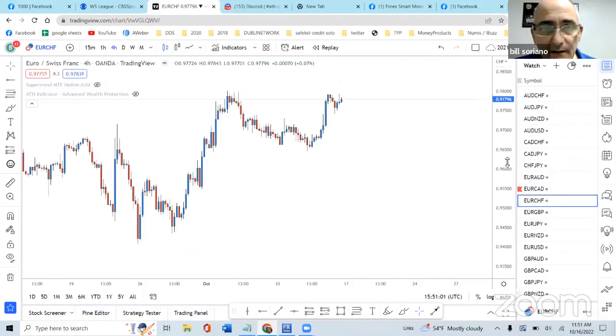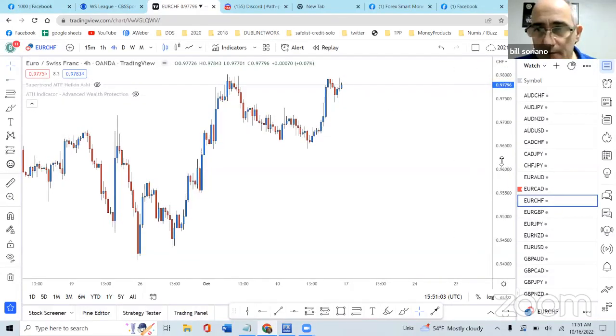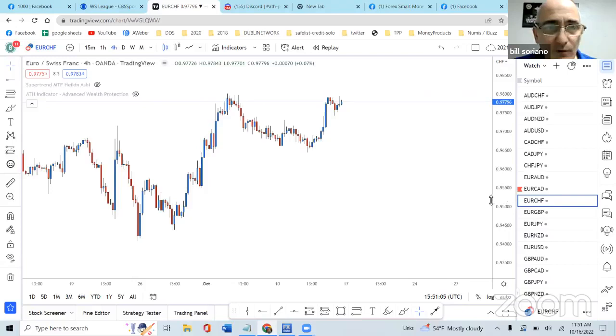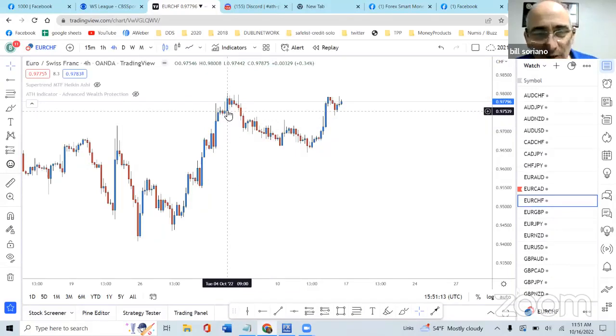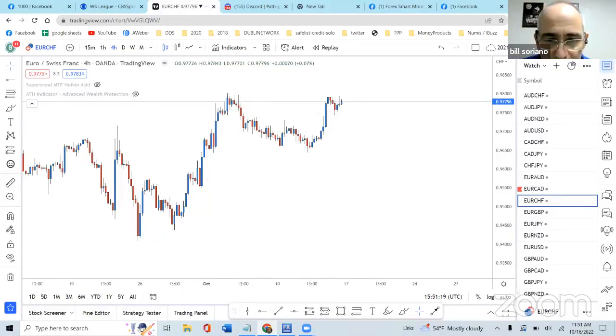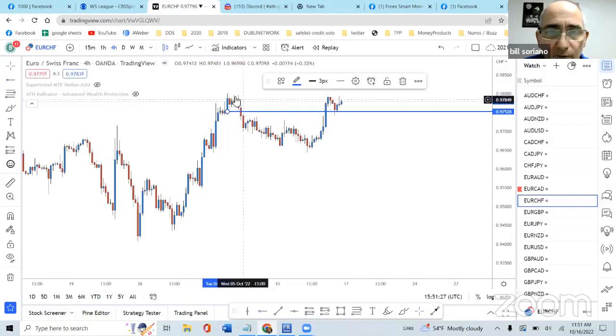Okay, so if we look here, we see that we're already in our 4 hour area of interest. If we're looking at this banker candle right here, we're already in our 4 hour area of interest. Let me just mark this up here. That's our 4 hour area of interest.